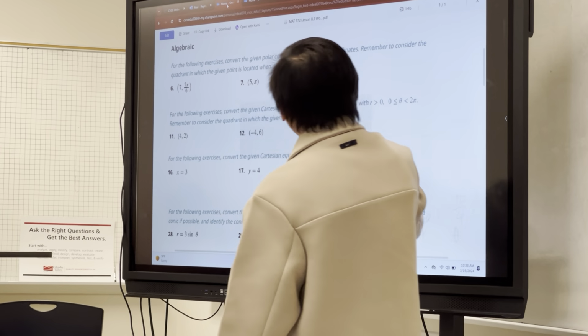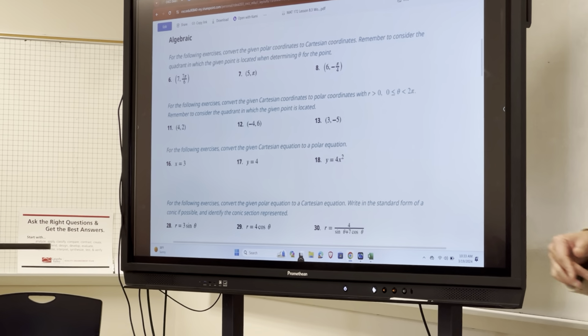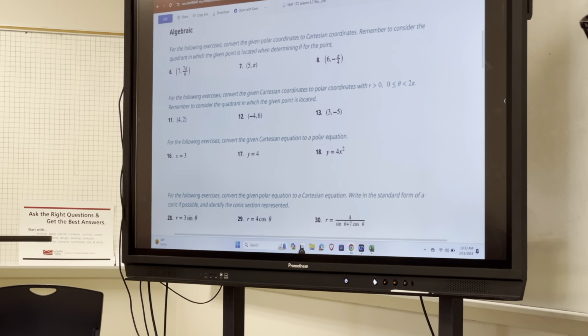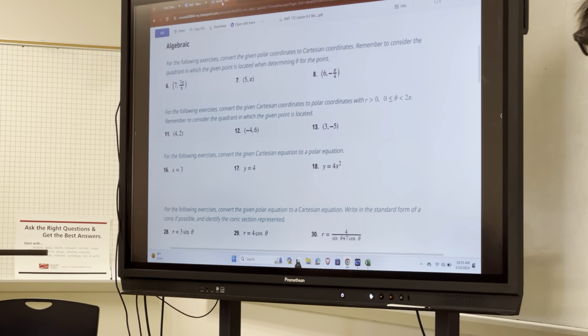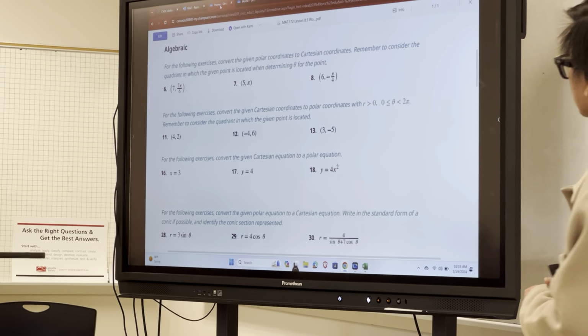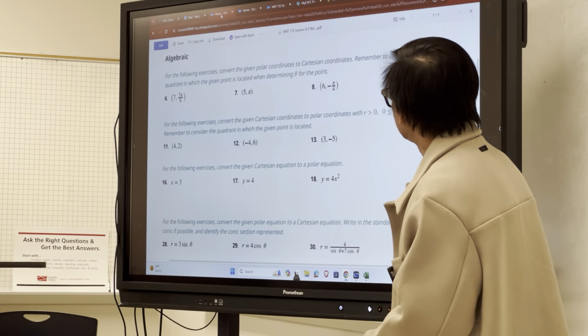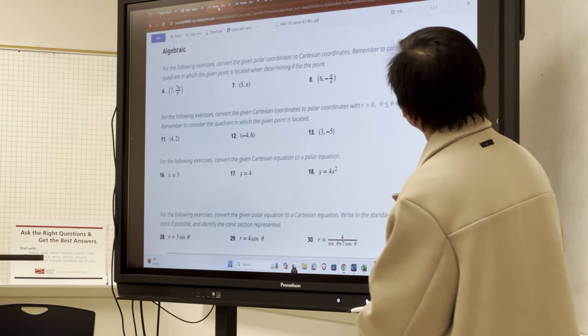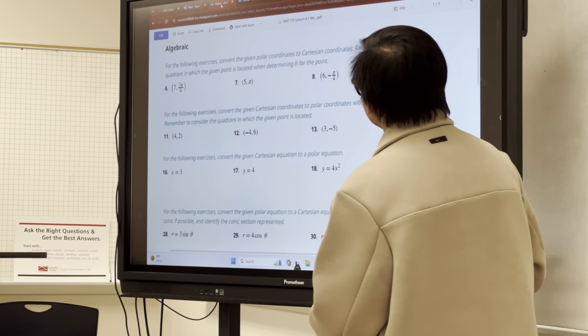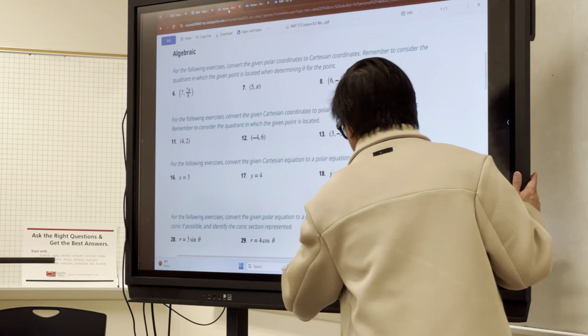Here is number 12. Kate, can we read number 12, please? Can you see from there? For the following exercises, convert the given Cartesian coordinates to polar coordinates with that. Remember to consider the quadrant in which the given point is located. Thank you, right?